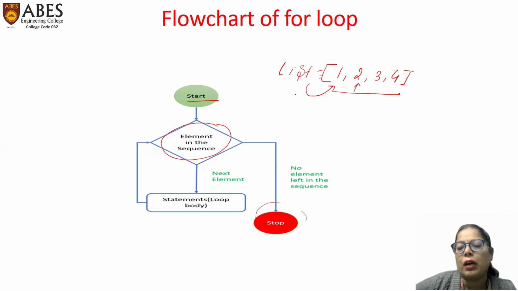So here I am explaining the flowchart of the for loop with a sequence. As I already told you, a for loop can be used for a sequence, and if you want to repeat the same thing again and again, that means if you want certain operations multiple times.